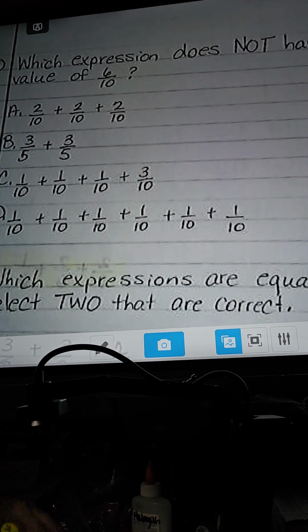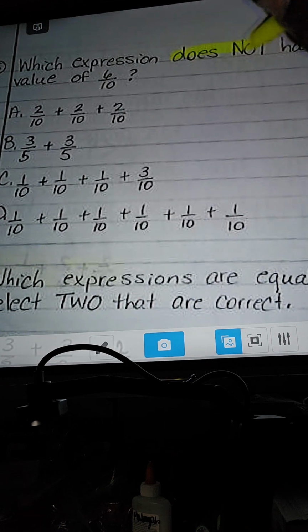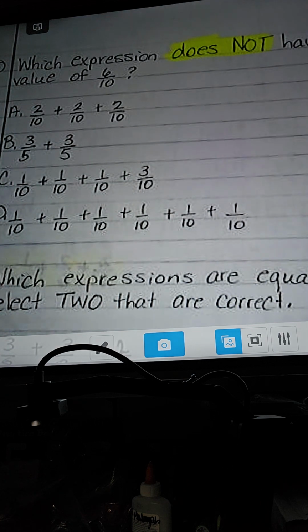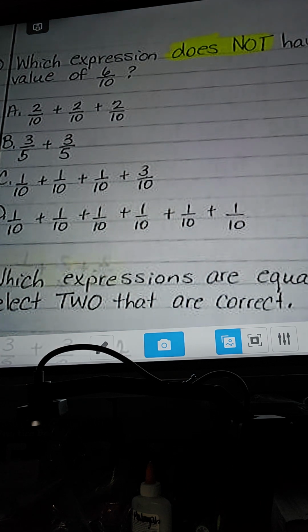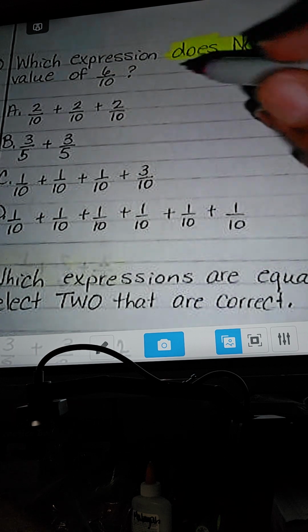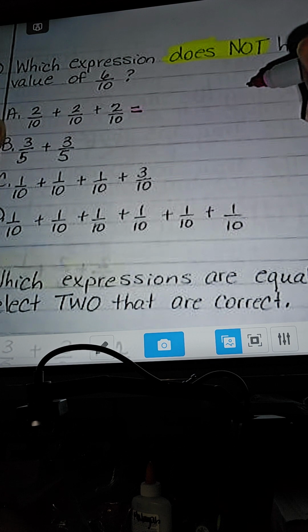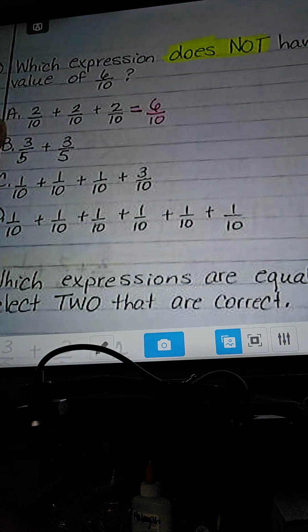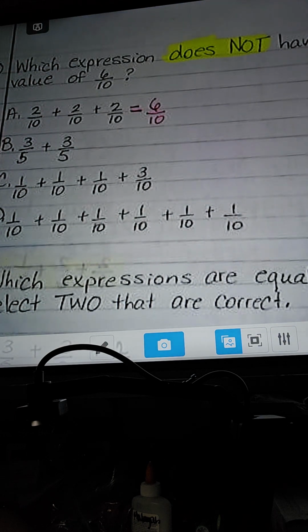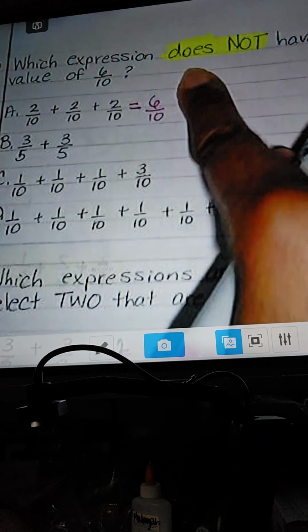Which expression does not have the same value as 6/10? Which one of these does not equal 6/10? So we have to do each question. A, 2/10 plus 2/10 plus 2/10 equals what? I hear several different answers. 6/10. Oh, okay. We're done, huh? No. It says does not. So don't get tricked.